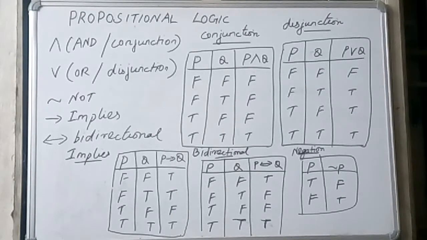Now, for example, we take P as reading and Q as writing. Reading and writing are both part of the learning process. So we just take an example for learning purposes. Reading and writing both are part of the learning process.